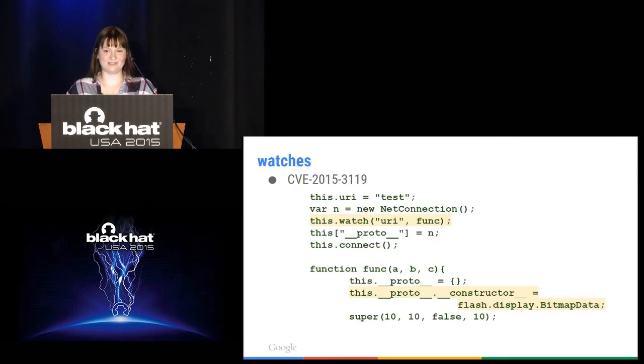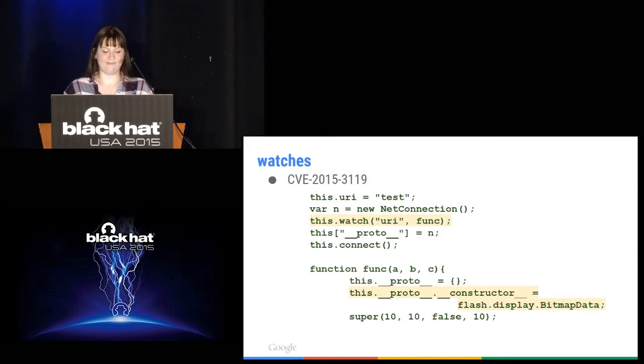And this is an interesting one because this is kind of a time of check, time of use bug. So to start off, I create the property so that I can set the watch on it, and then I create this net connection and then set it to the proto. And this is just to pass an unrelated check in the connect function. And then I call the connect function.